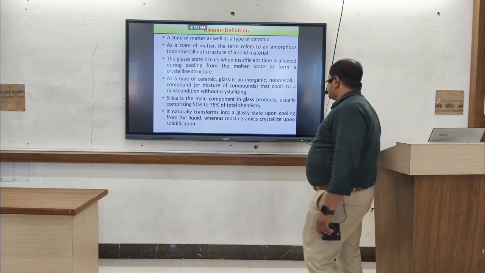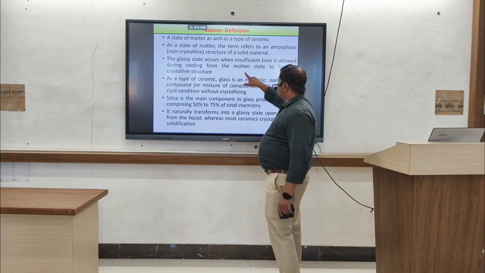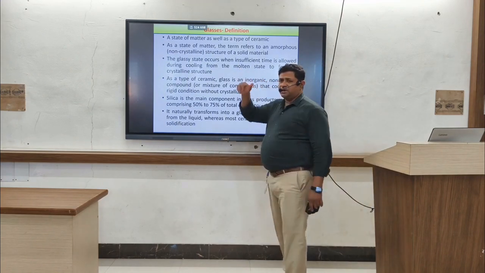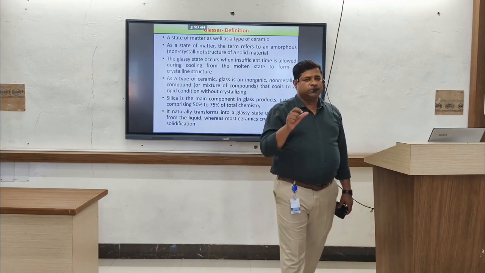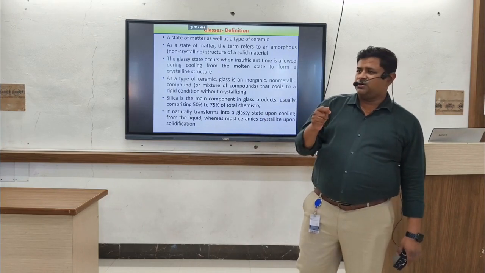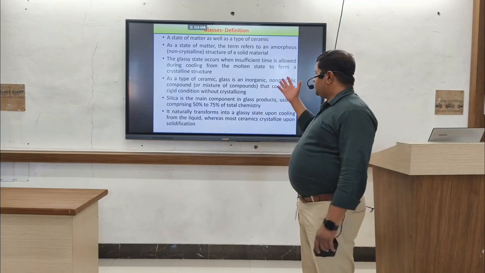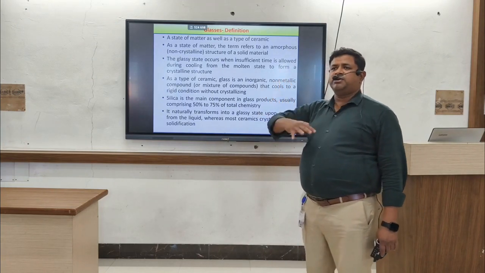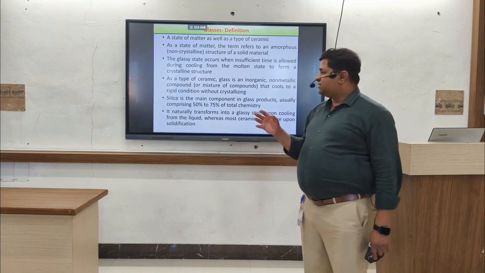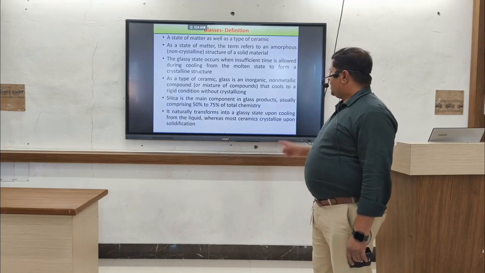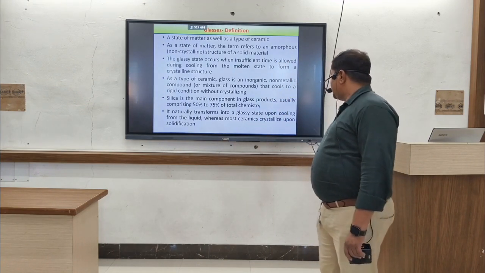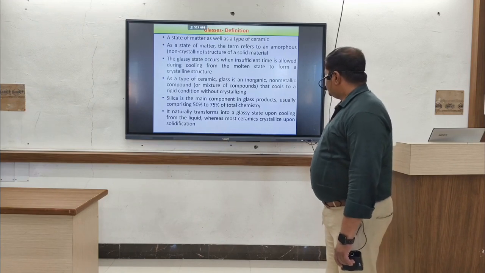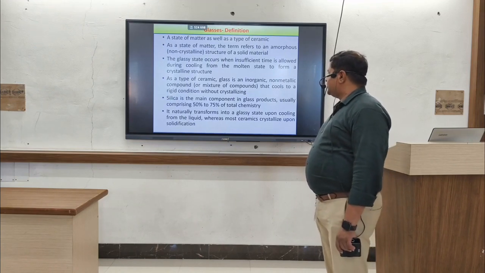The glassy state is achieved when you are not giving that much time for the cooling process. That means you may have fast cooling or something like that before reaching the solid crystalline structure. So whatever structure you get in between is nothing but the glassy structure. As a type of ceramic, glass is an inorganic, non-metallic compound that cools to a rigid condition without crystallizing.